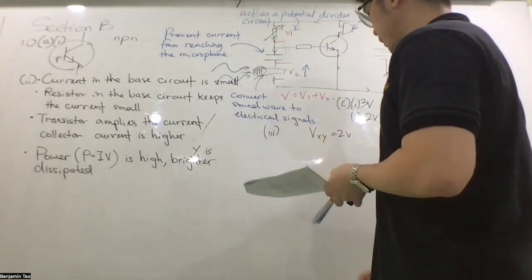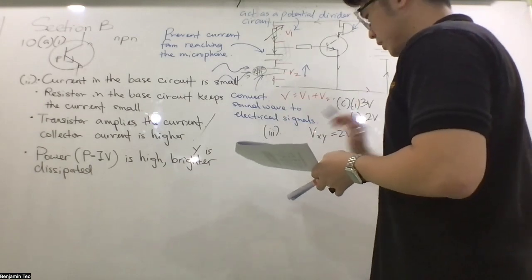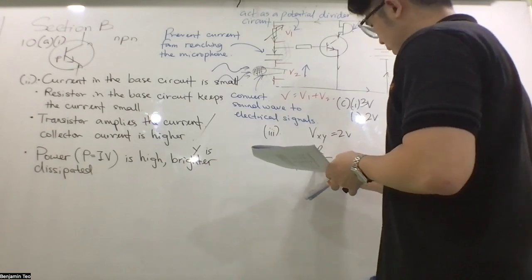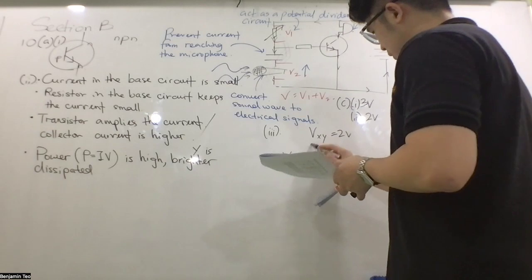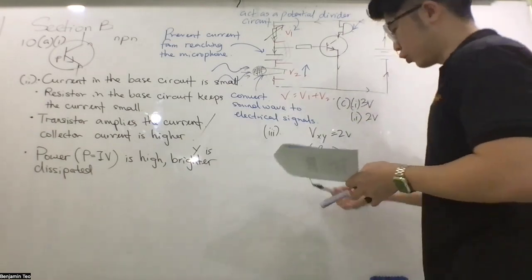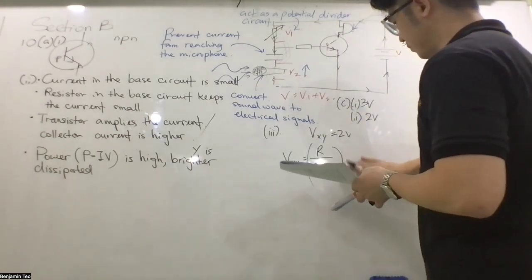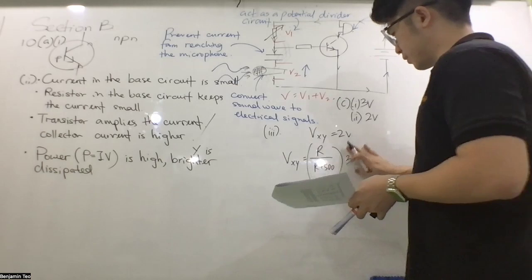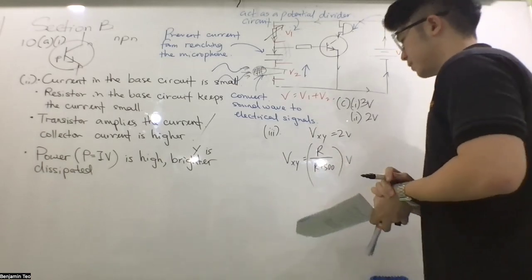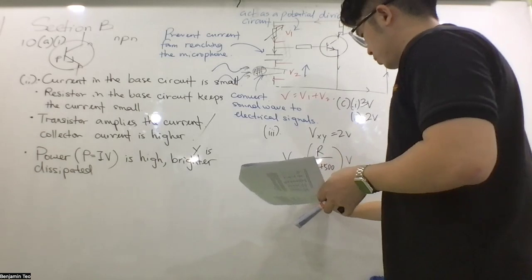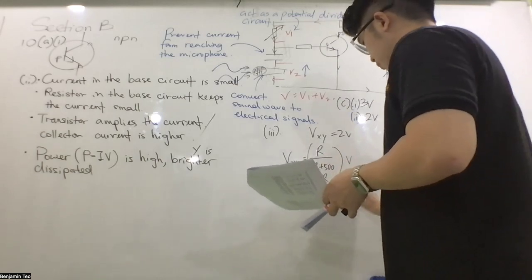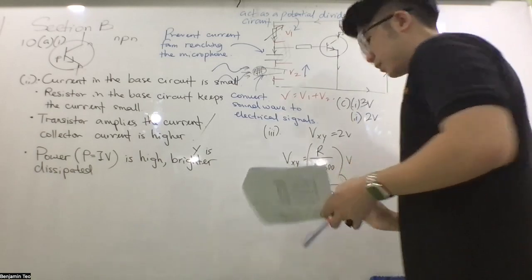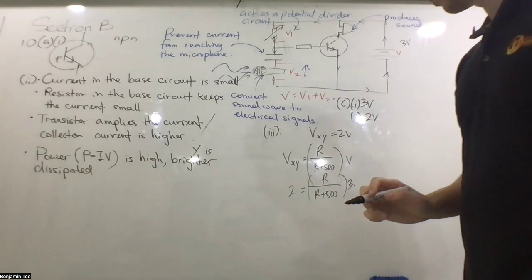Then I use my potential divider formula. So VXY equals R over R plus 500. This is the ratio, a portion of the total, which is 3 volts. Yes. And also we know this one. You write the general form first. So this is 2 equals R over R plus 500, times 3. So basically you just solve this one.